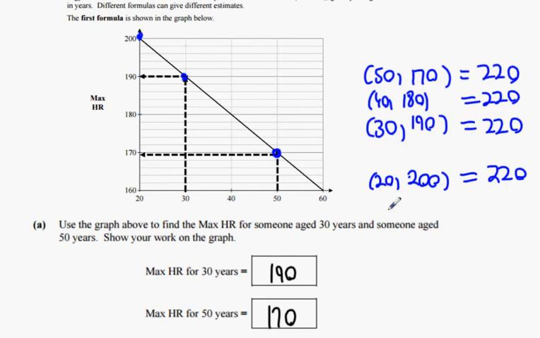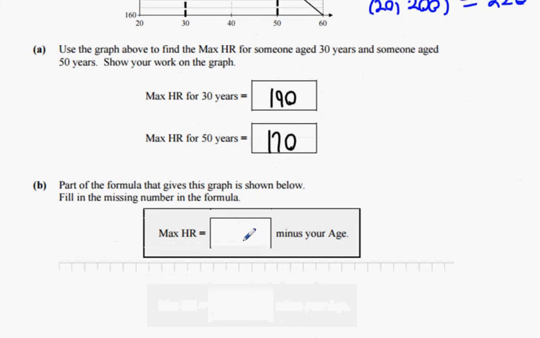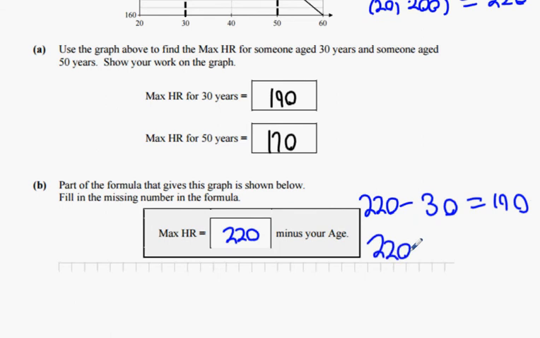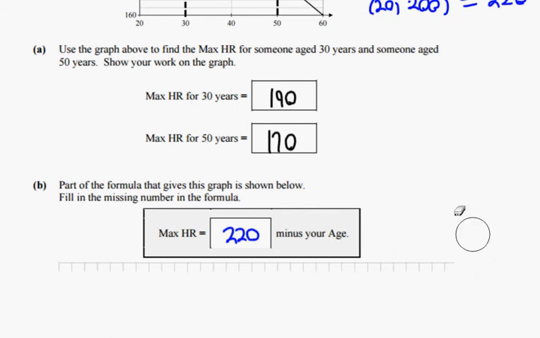So let's do it the opposite way around. It's going to be 220 minus your age gives you your heart rate. So as an example, a 30-year-old, it's 220 minus 30 to give us the 190. If I'm 50 years old, it's 220 minus 50 to give me 170 heartbeat for the 50-year-old. So that's how this equation seems to work.